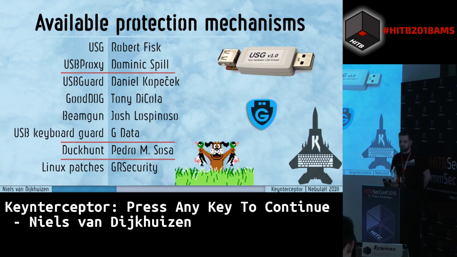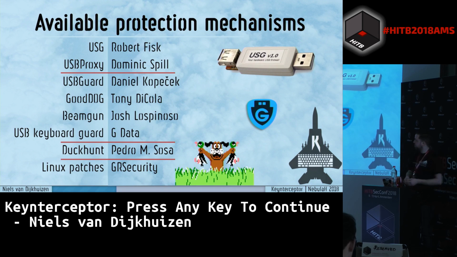Then there's USB Proxy from Dominic Spill. It's a bit faster than the USG. The USG is very slow. It's really less than USB 1 speeds. So I think it's even noticeable if you connect a keyboard. It's even noticeable when you type. So it's really too slow.